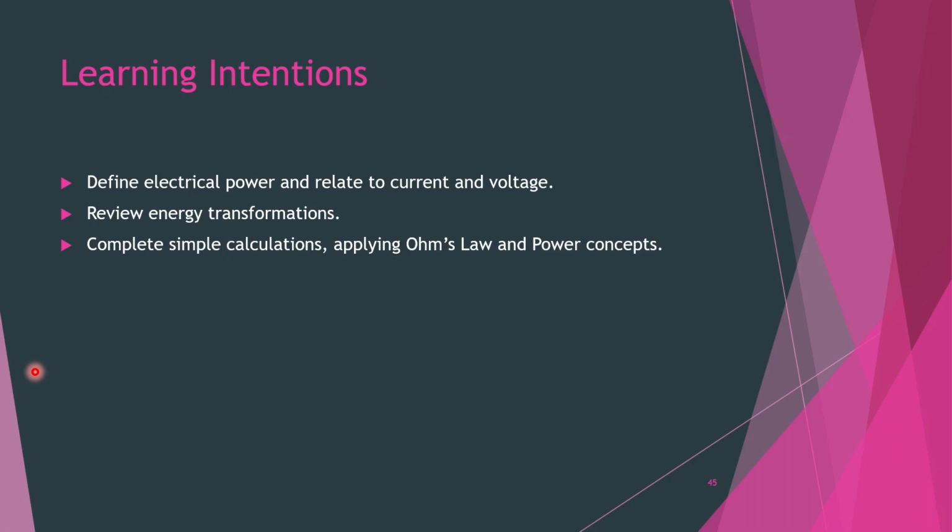Our key learning intentions for today is to first define electrical power and relate electrical power to the variables current and voltage. Do a quick review of energy transformations, particularly when focusing on electrical components, and then complete a couple of simple calculations which apply Ohm's law as well as our new concepts around electrical power.